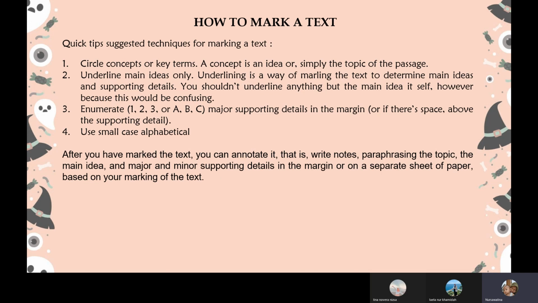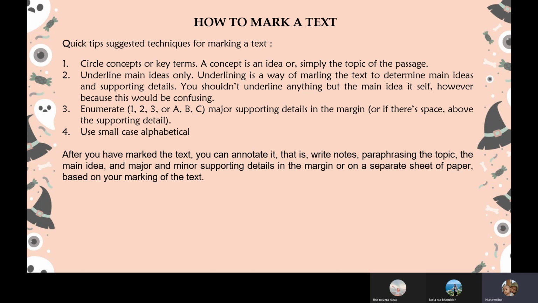And here are some quick tips on how to mark a text. The first one is you must circle concepts or key terms. A concept is an idea or simply the topic of the passage. The second, underline main ideas only. Underlining is a way of marking the text to determine main ideas and supporting details. You should not underline everything, however, because this would be confusing.